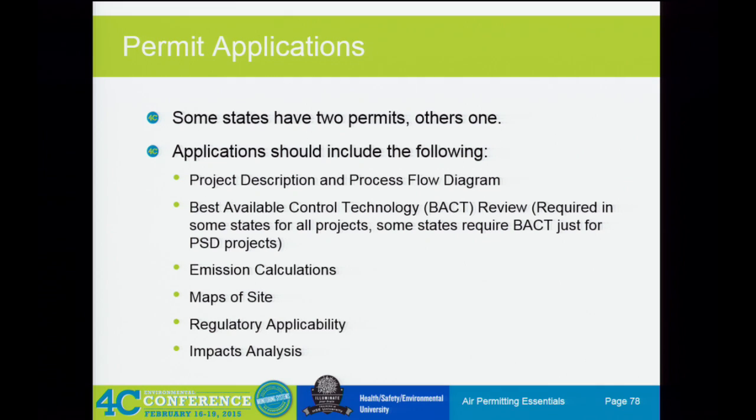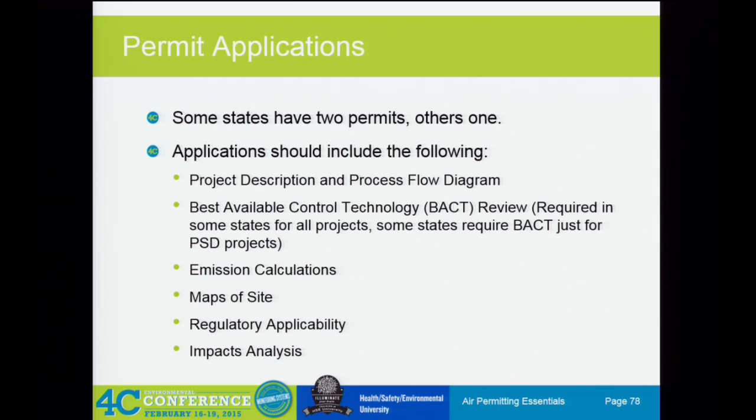Then when you're developing your permit application, it's first important to know if your state has two permits, one for a construction permit, one for your operating permit, or if it's just one permit for both projects as we discussed earlier. The applications should include all of those bulleted items, so a process description, project description, and process flow diagram. Discussion on best available control technology. In some states, they require it for all their projects, both major and minor. Other states require BACT for just those that triggered the PSD major source permitting.